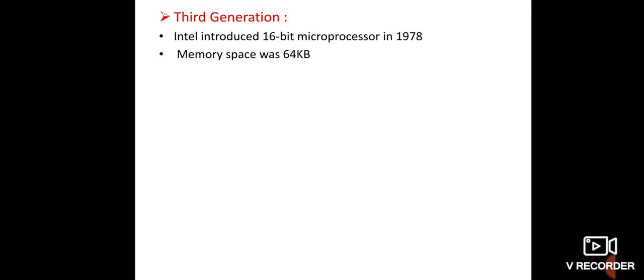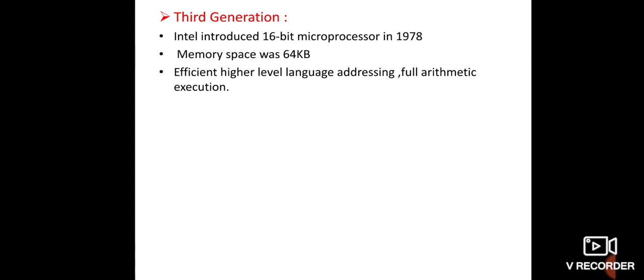Now in the third generation, Intel introduced a 16-bit microprocessor in 1978. In this third generation, memory space was 64 KB, kilobytes. One more update in this generation is higher level language addressing and full arithmetic execution. Higher level language is also called machine level language, and full arithmetic execution means doing any arithmetical calculation like addition, subtraction.